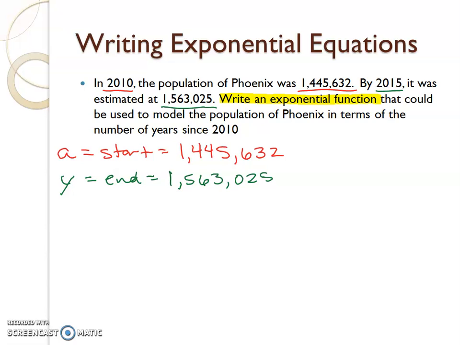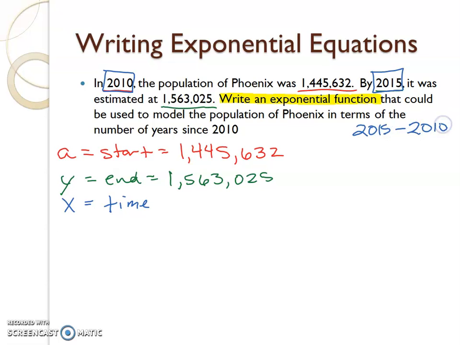It doesn't give us a rate of change. So we're going to have to find that rate of change. Does it give us a time? Well, it gives us this 2010, and it gives us 2015. So how much time has passed? We can find our x, but in order to find our x, we've got to figure out how much time has passed. So how much time has passed between 2015 and 2010?